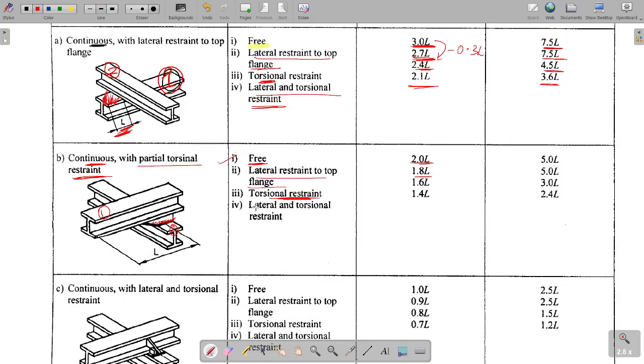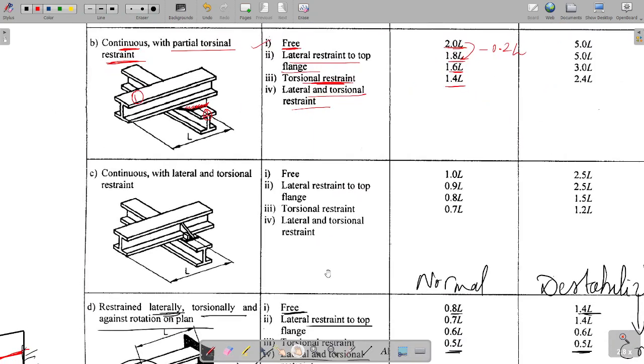Okay, torsional restraint to the top पे जो है torsional restraint दे देंगे. It will not undergo torsional buckling. So इस केस में 1.6L, then lateral and torsional restraint 1.4L. Again there is hint minus 0.2L का. ठीक है, so here it was minus 0.3L, 3L, 2.7L, 2.4L, 2.1L. Here 2L, 1.8L, 1.6L, and 1.4L. Right.